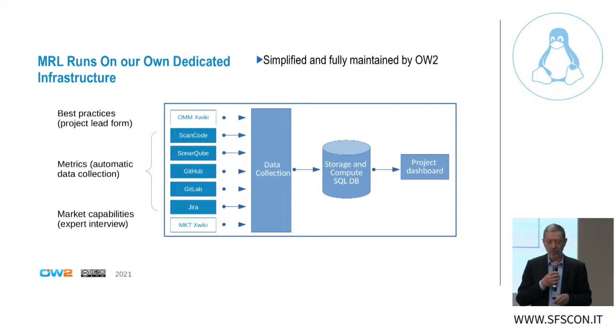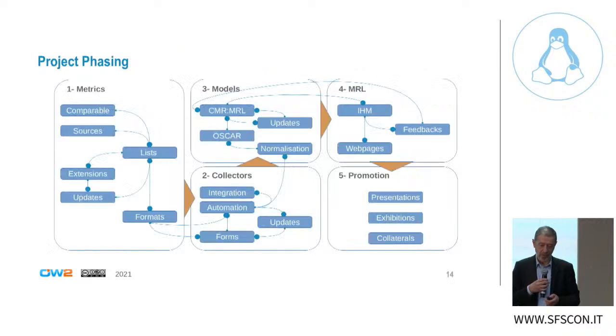Then the metrics are automatically connected through a number of software tools that we use, such as ScanCode, SonarQube, Git, and we collect data from GitHub and GitLab. And for bug tracking, that could be Jira or the GitLab bug tracking. And of course, the market capabilities is an expert interview that is also collected on XWiki. So all this goes through a data collection middle layer, and it's computed, and we publish this automatically on the project dashboard.